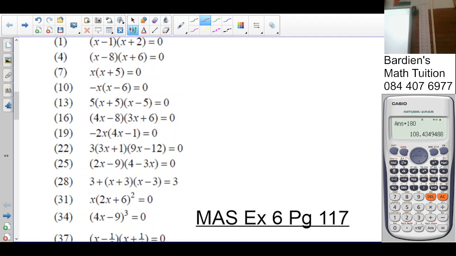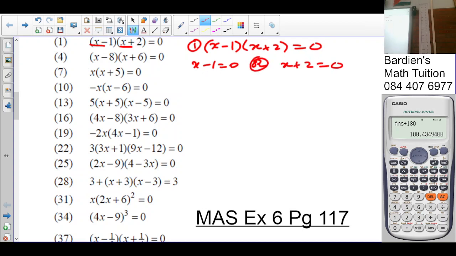We're going to set each factor equal to 0. So we've got (x minus 1)(x plus 2) is equal to 0. So I say x minus 1 is equal to 0 or x plus 2 is equal to 0. So x is equal to 1 or x is equal to negative 2.